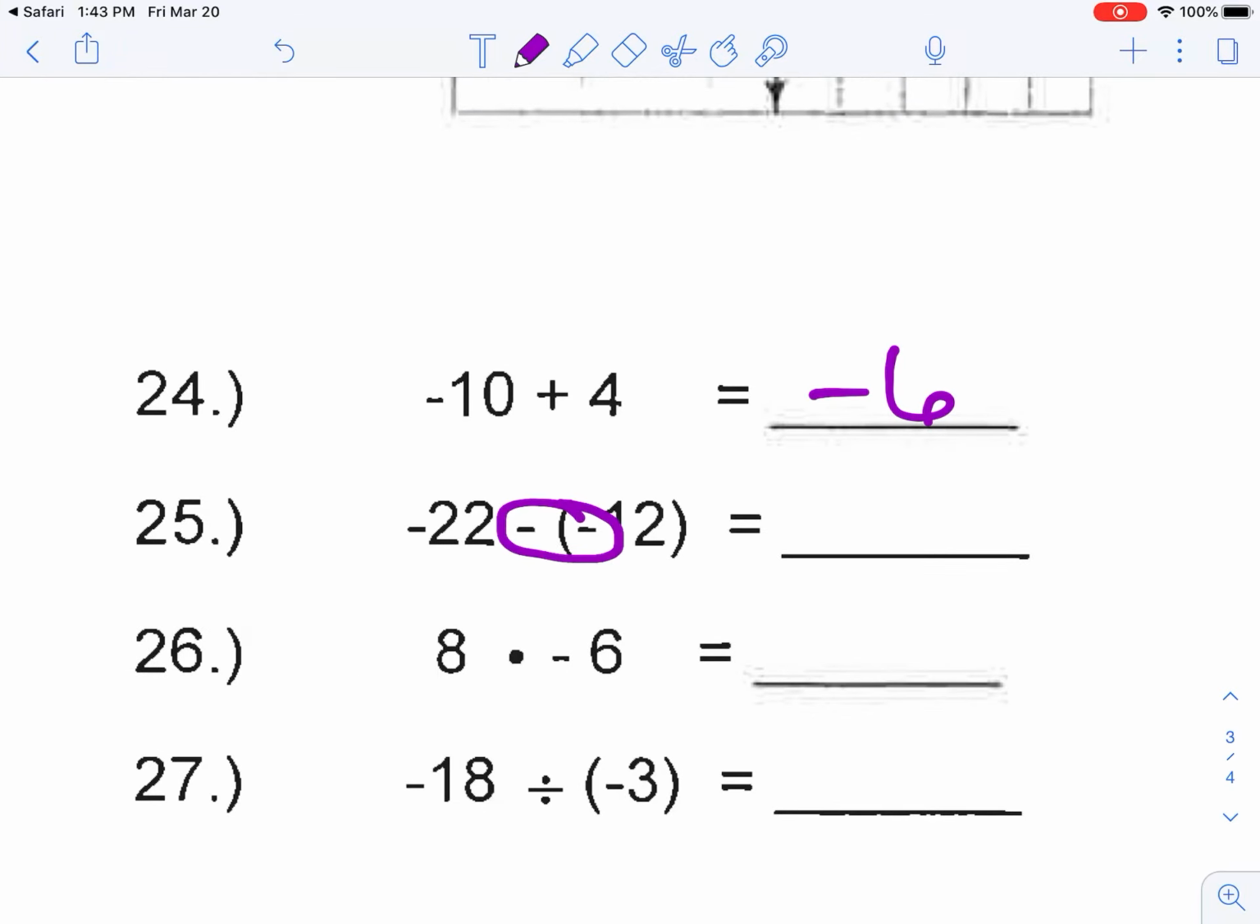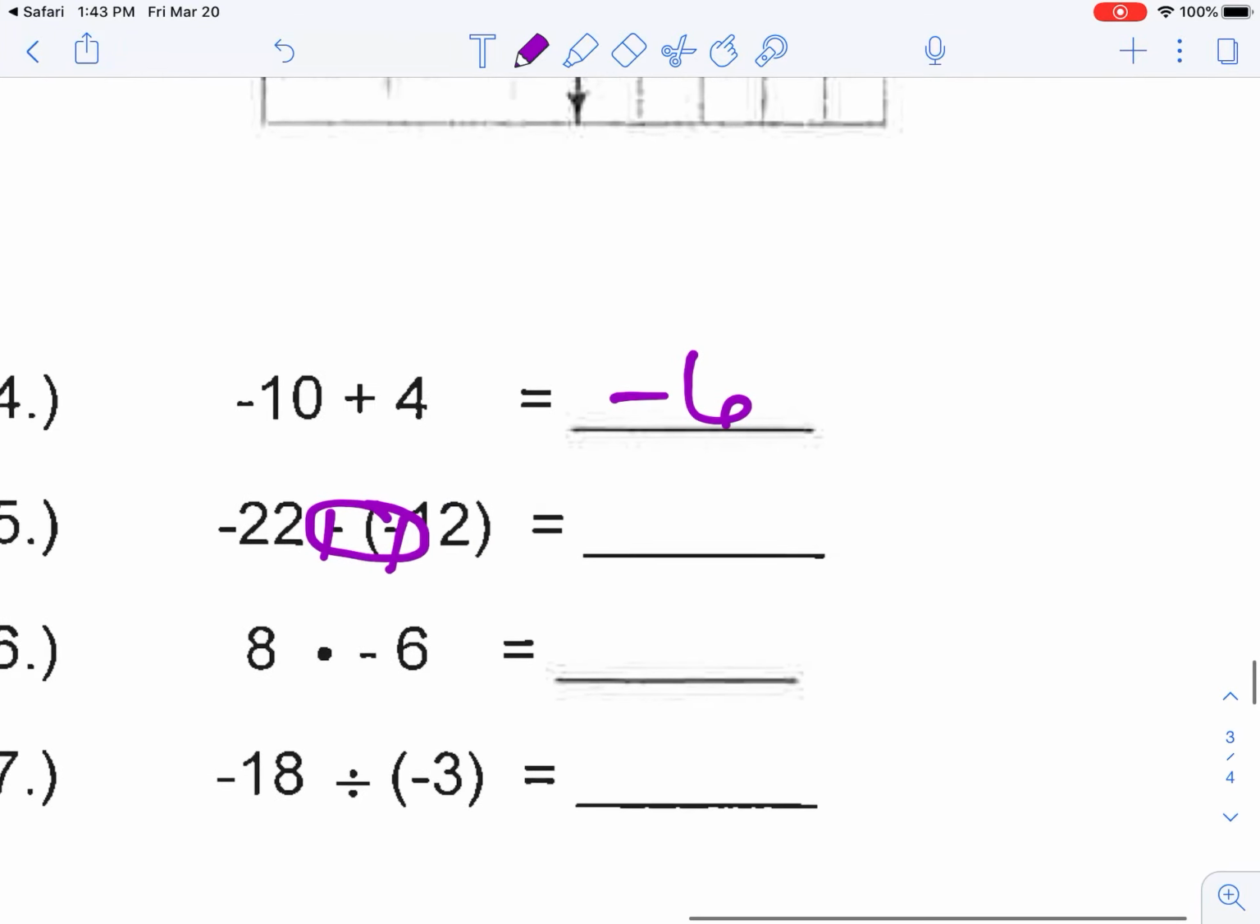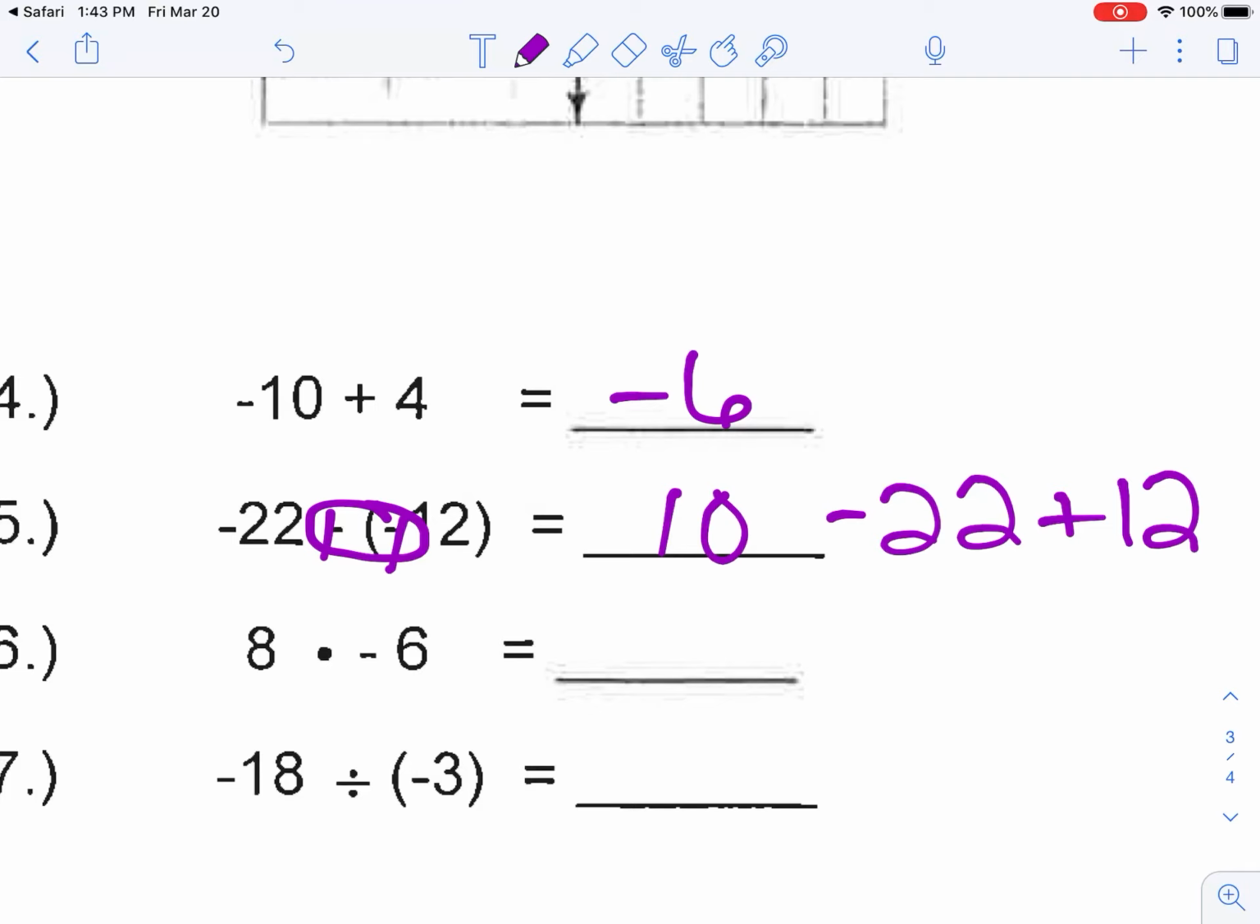25, I see that double negative, so they're going to turn into positive. I'm going to rewrite this as negative 22 plus 12. Those are different signs. I'm going to find the difference. The difference between 22 and 12 is 10. Difference means subtract. There's more negative, so it's going to be a negative 10.